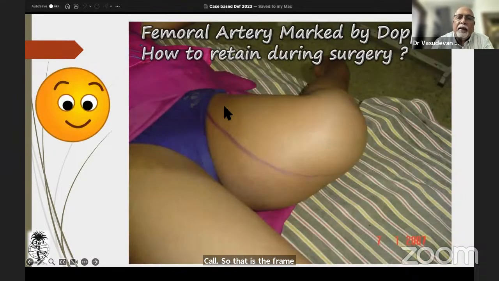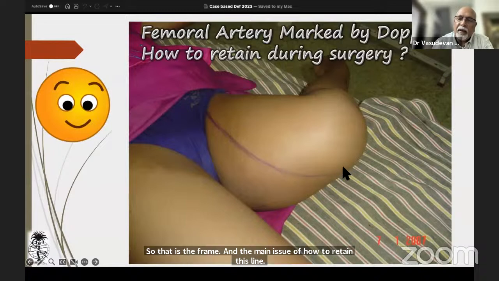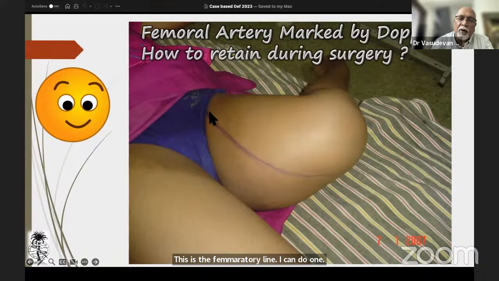And the main issue was how to retain this line. This is the femoral artery line. I can do one osteotomy here, and another osteotomy at this level. So how to retain this line during surgery? As you prepare, the whole thing will go.